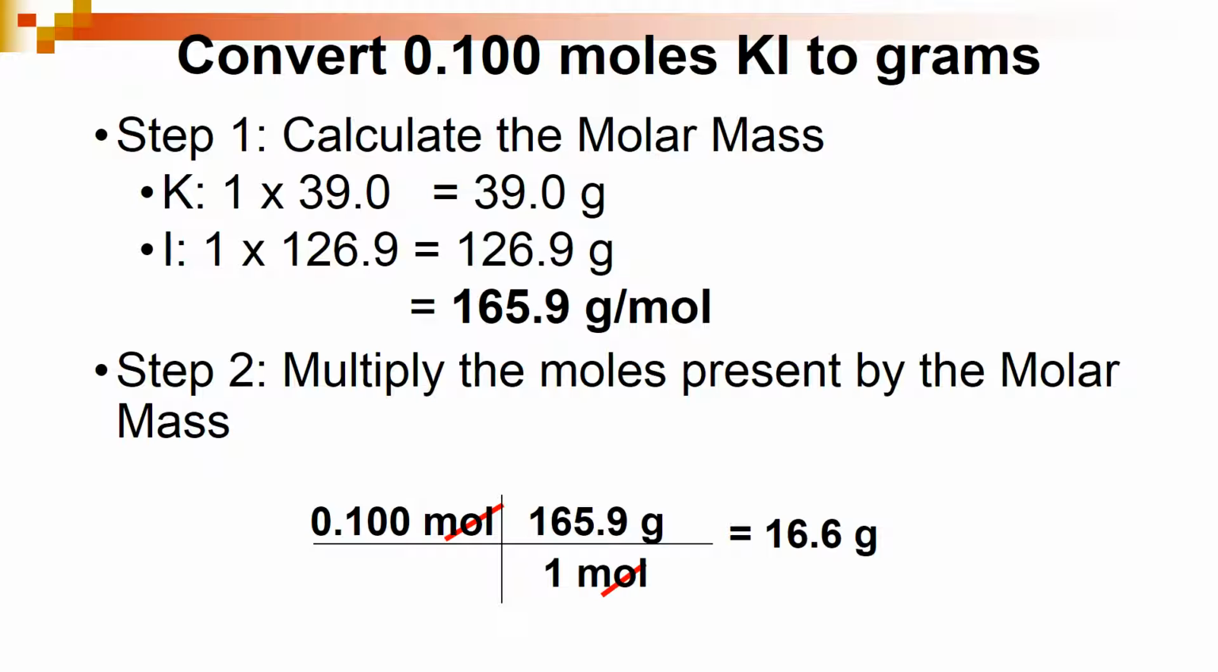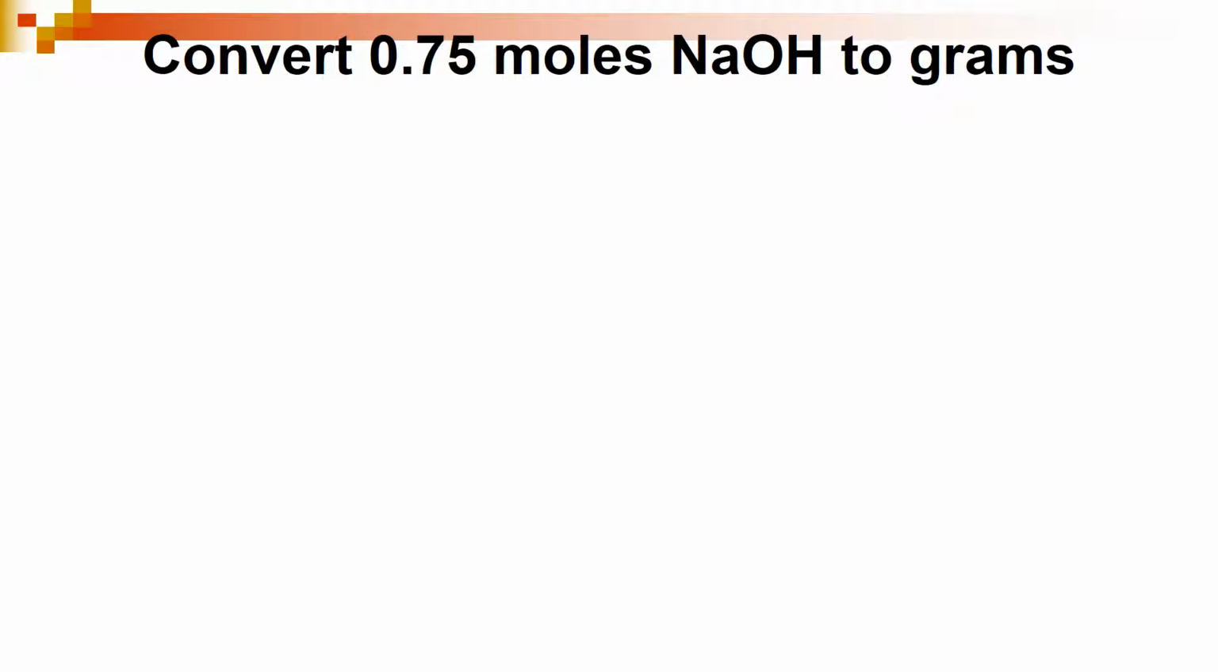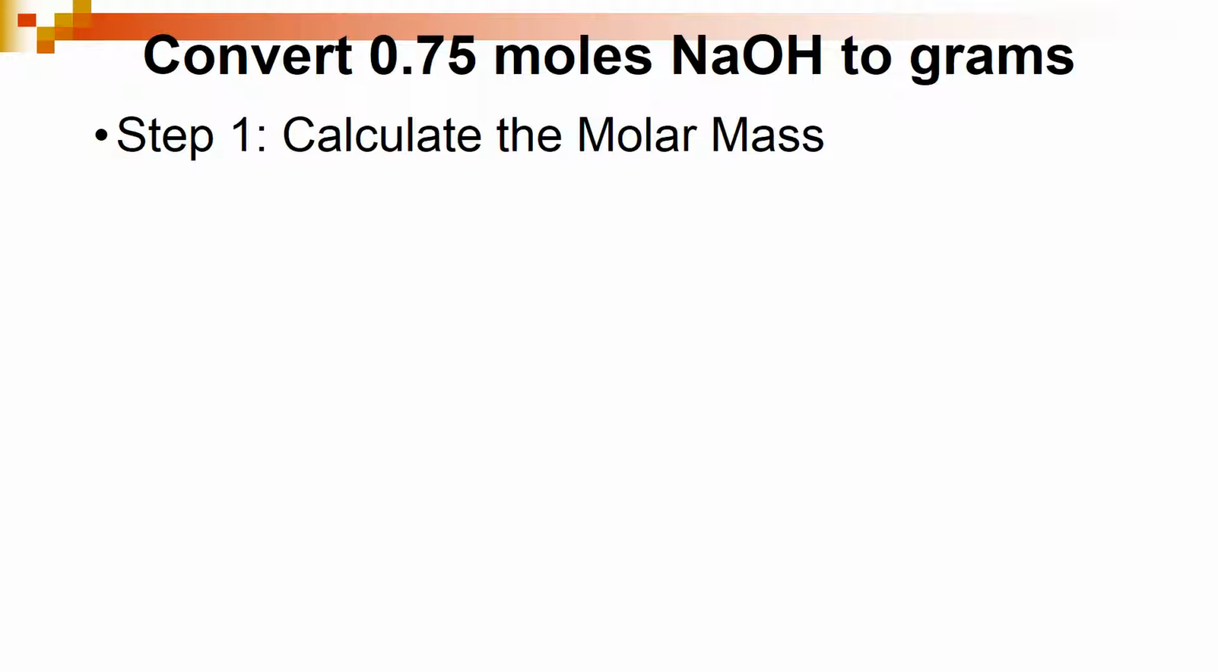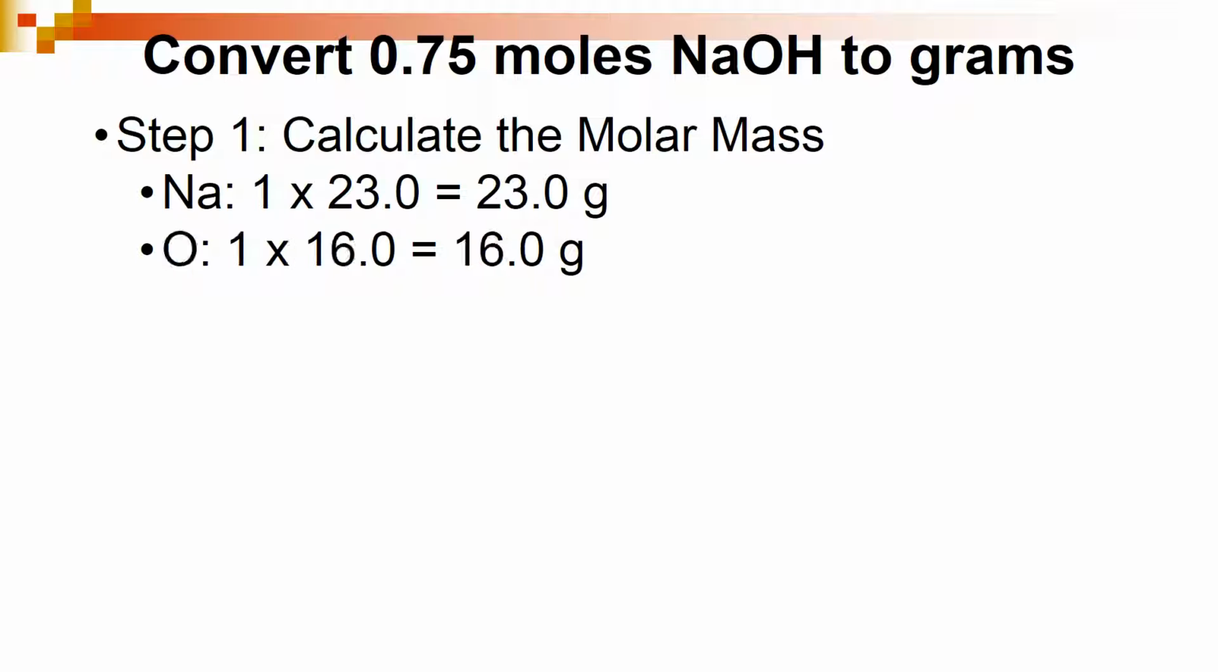As you're finishing up, we're going to do one more problem together, and then I'm going to have you guys do 2 learning check problems, and then we'll discuss those. In this problem, we want to convert 0.75 moles of sodium hydroxide, NaOH, to grams. Step 1, calculate the molar mass. I have one sodium that has a mass of 23 grams, and I have one oxygen that has a mass of 16 grams, and finally one hydrogen with a mass of 1 gram.